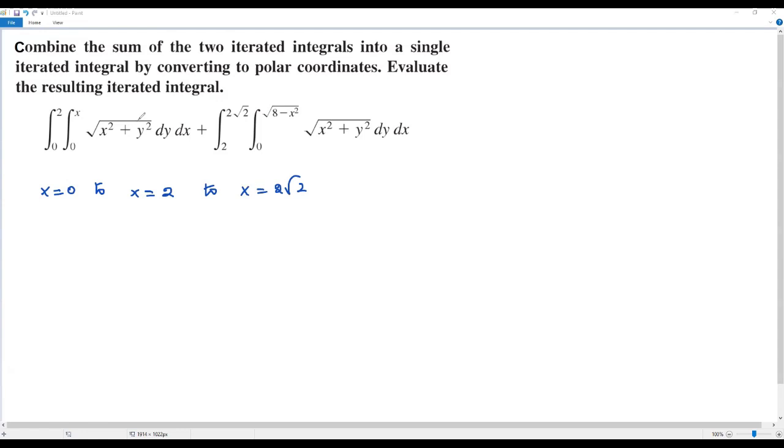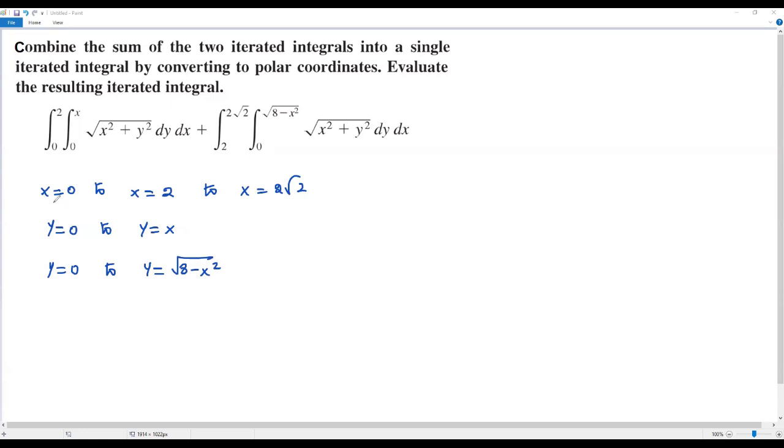When it comes to the first iterated integral, the inside integral is being evaluated with respect to the variable y. So these are the limits we have for y: y equals 0 to y equals x in the first iterated integral. When I go over the second iterated integral, the inside integral is being evaluated with respect to y. So we have the limits for y, 0 to square root of 8 minus x squared, so y equals 0 to y equals square root of 8 minus x squared.